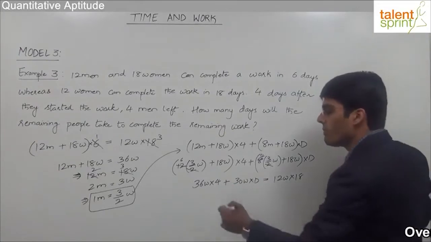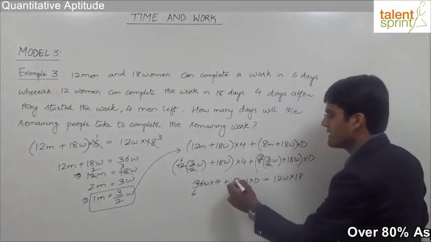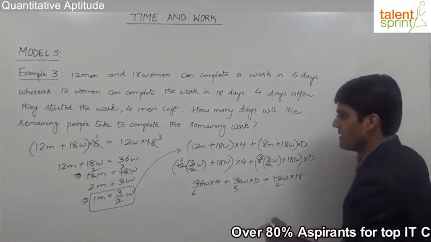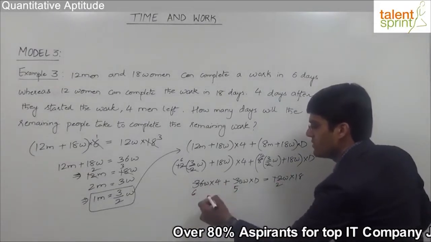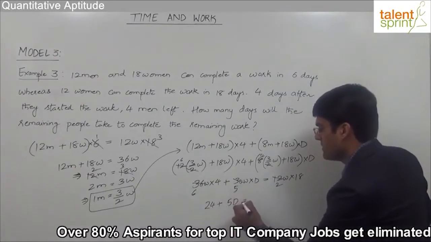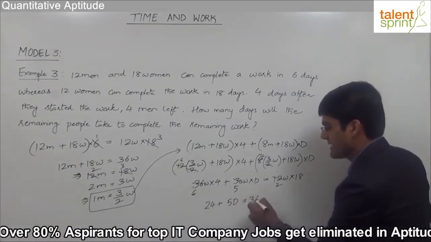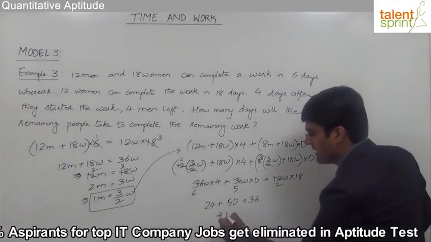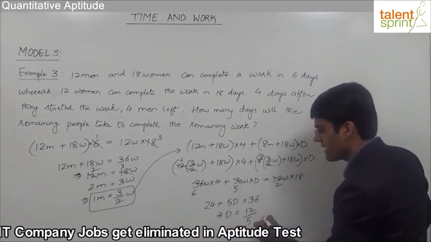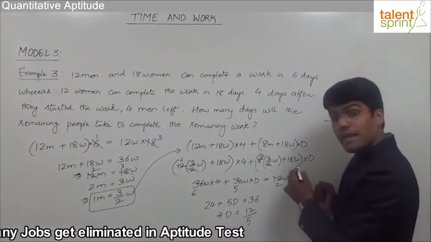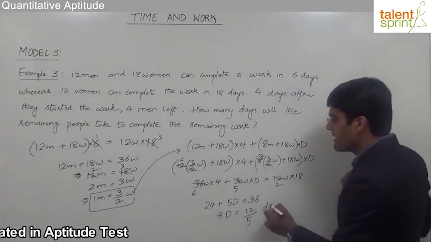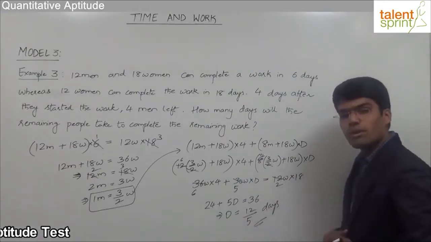So if we take 6 common, we get 6 into 6 is 36, 6 into 5 is 30, and 6 into 2 is 12. So very clearly, 6 into 4, 24, plus 5D should be equal to 2 into 18, 36. So from this, D will be equal to 36 minus 24, that is 12, divided by 5. So we can say that the remaining work can be finished by the remaining people in 12 by 5 days, which is nothing but 2.4 days.